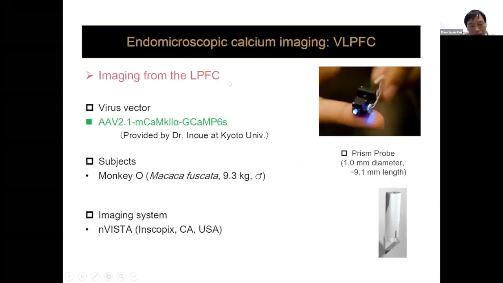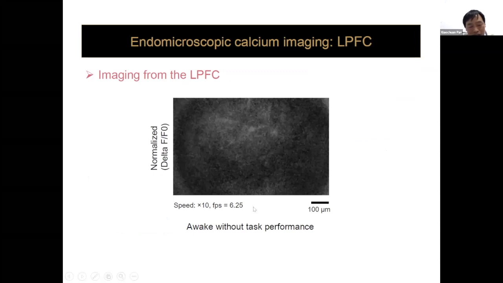They also use calcium imaging. They show some kind of information; I don't know the detail. So they can also observe some kind of activity from the calcium imaging in the lateral prefrontal cortex.